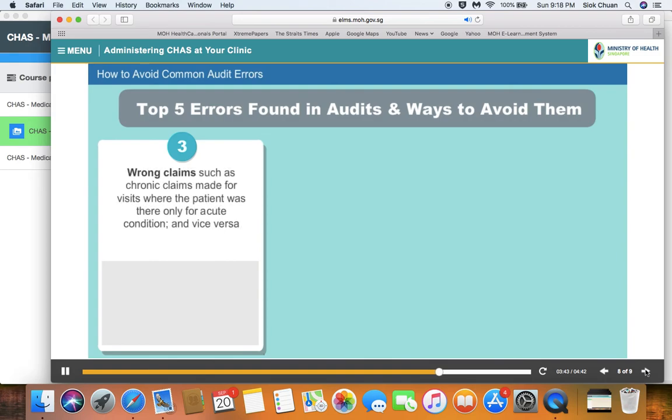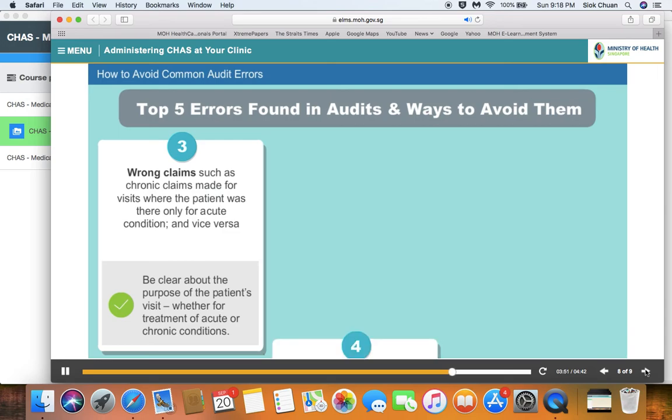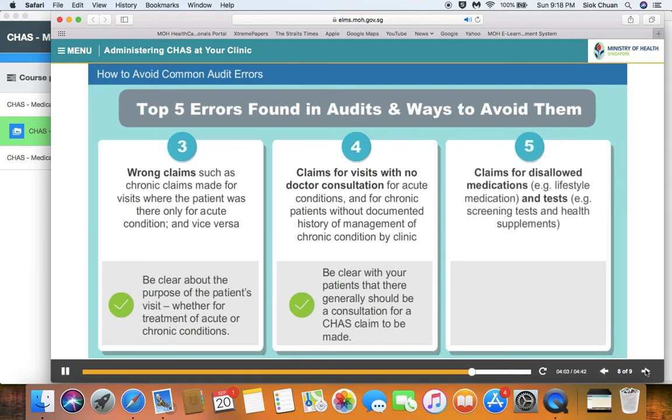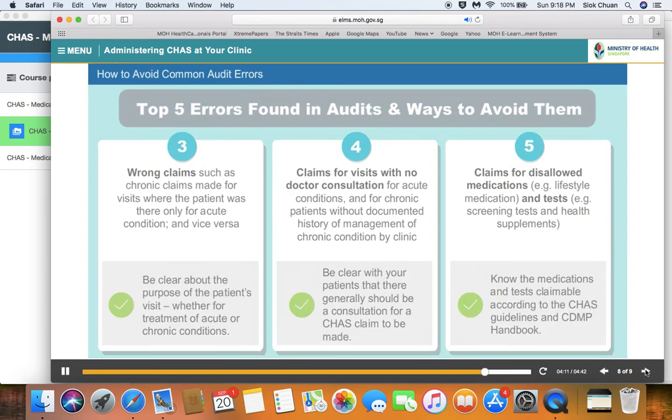For wrong claims, such as chronic claims for acute visits, be clear on what the patient's purpose of visit is. Only submit claims for conditions seen at that visit. For erroneous claims on visits with no consultation, make it clear to your patients that generally there should be a consultation with a doctor for a CHAS claim to be made. For erroneous claims for disallowed medication and tests, you should be familiar with the items claimable under CHAS in order to avoid making such erroneous claims.